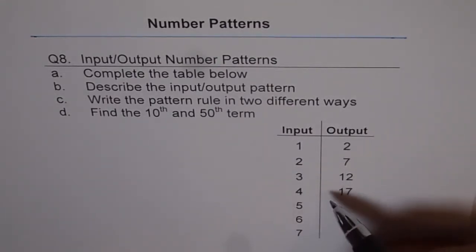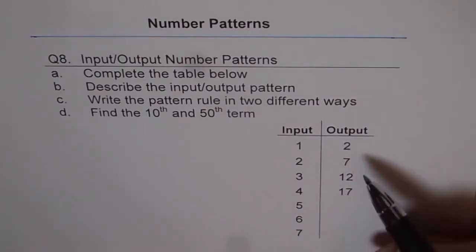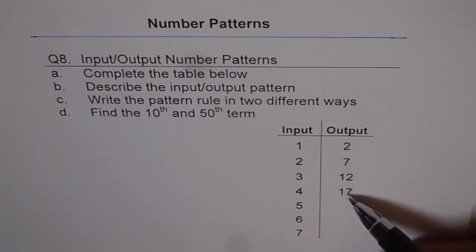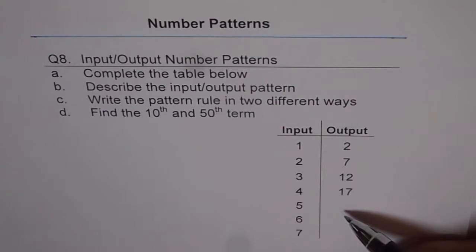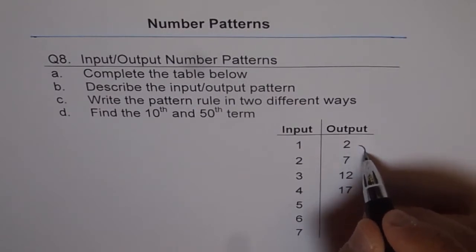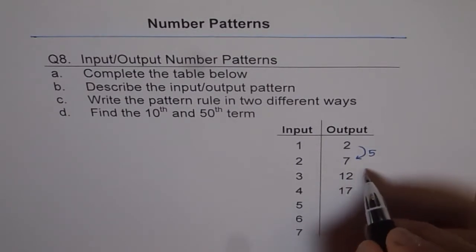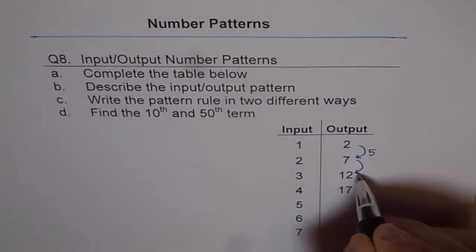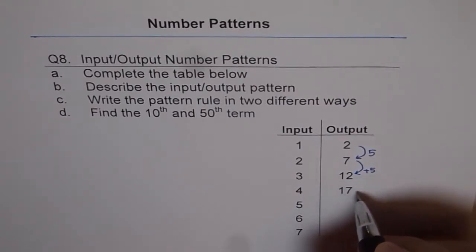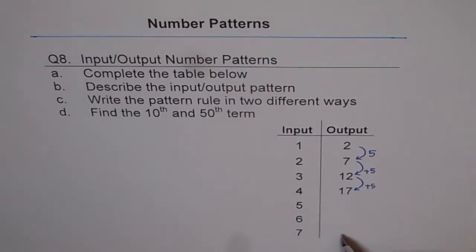So go through this output pattern and complete the table. That should not be difficult for you, right? You see 2, 7, 12, 17. What should be the next term? So we are going up by 7 take away 2 is 5, correct? And then if you add 5 more, you get 12. So plus 5, you get the next term. So this should help you to get the next term, right? By adding 5 each time.